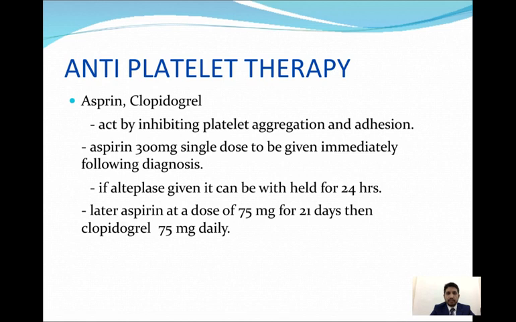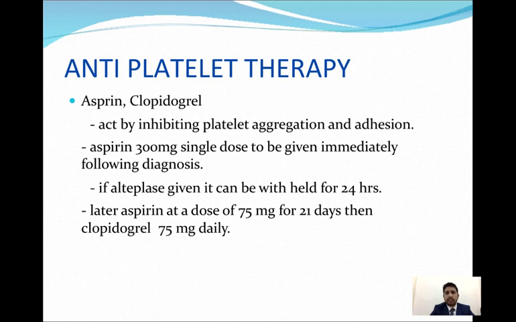Antiplatelet therapy. If you have given a patient TPA, please stop antiplatelet therapy for 24 hours. Otherwise, if the patient is not in the time window, or you want to start antiplatelet therapy, then you can give aspirin 300 milligrams single dose immediately. Then aspirin can continue for up to 14 to 21 days, and then you can switch to clopidogrel 75 milligrams daily. But for TIA or minor stroke, the treatment is different.